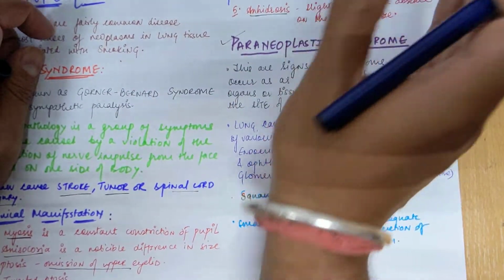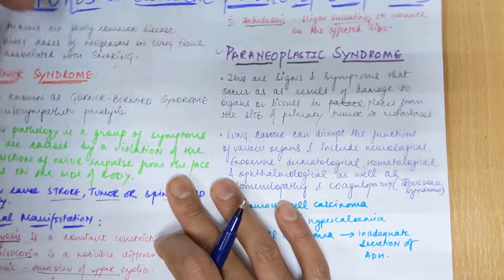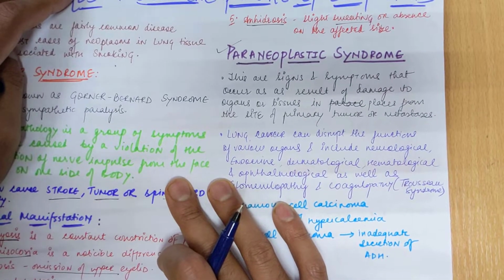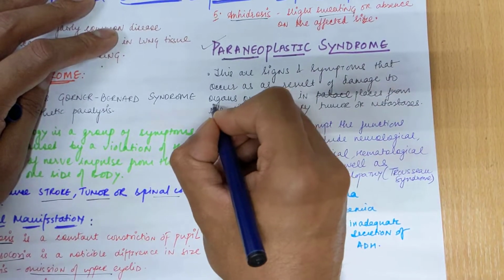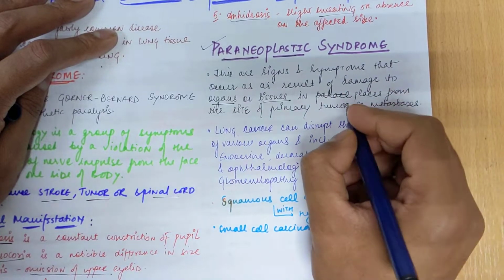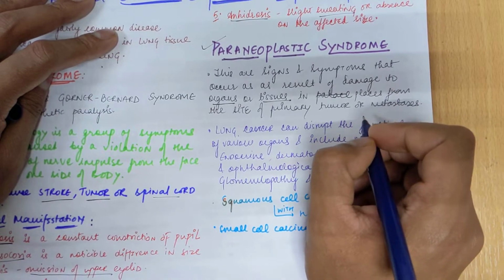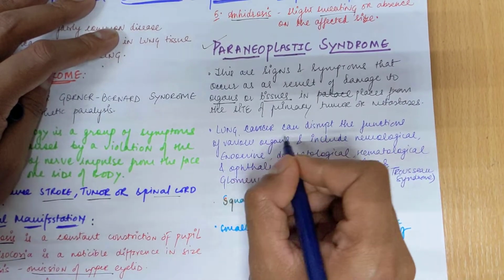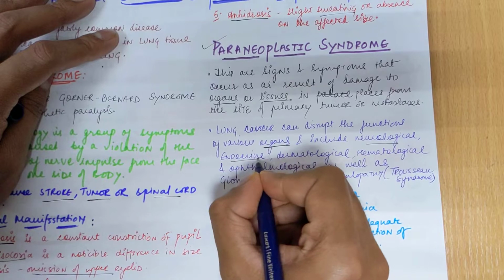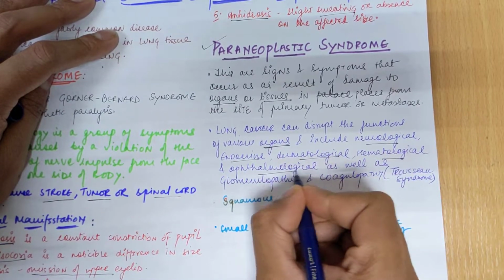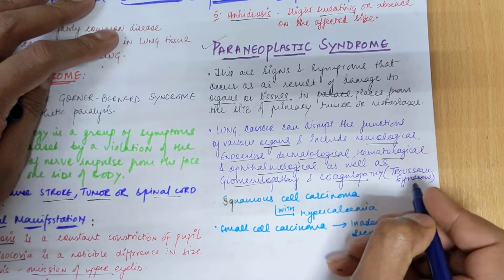Second, we have the paraneoplastic syndrome, and this is a syndrome of complication of lung cancer, as it can cause difficulty in functions of different organs. These are the signs and symptoms that occur as a result of damage to the organs and tissues in places away from the site of the primary tumor or metastasis. Okay, this much is clear. Now lung cancer can disrupt the functions of various organs, including neurological, endocrine, dermatological, hematological, ophthalmological, as well as glomerulopathy and coagulopathy. Coagulopathy and glomerulopathy together are called Strauss syndrome.